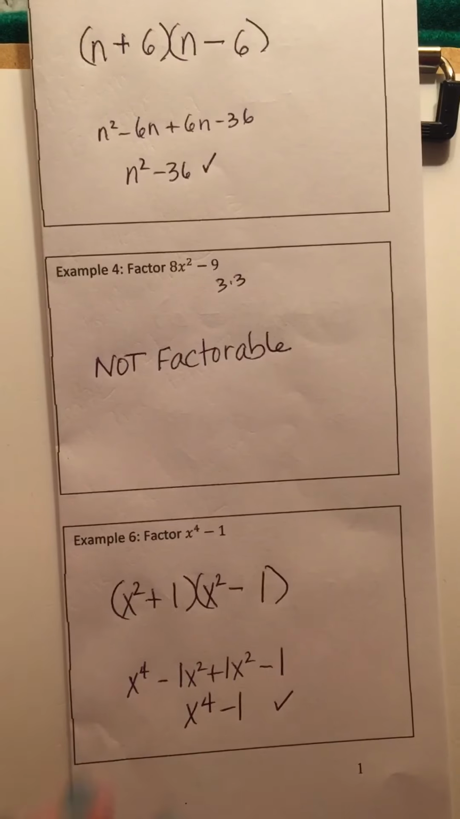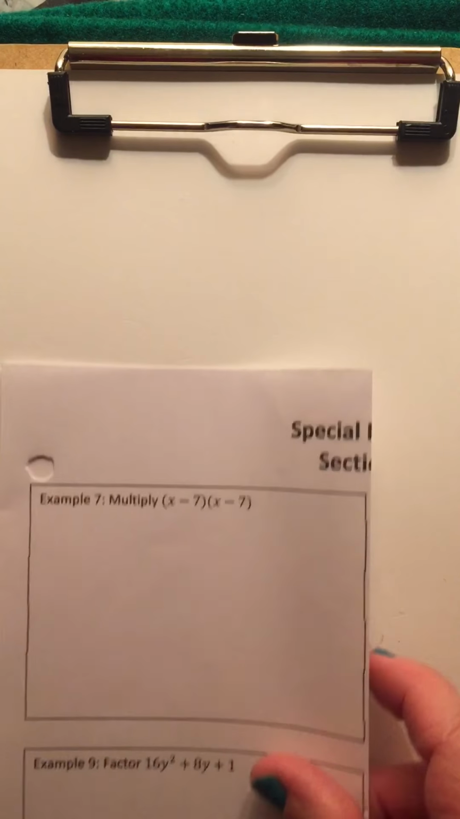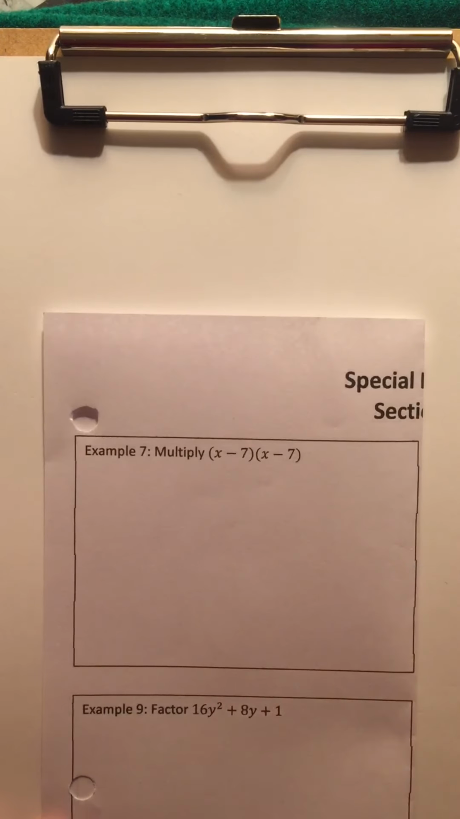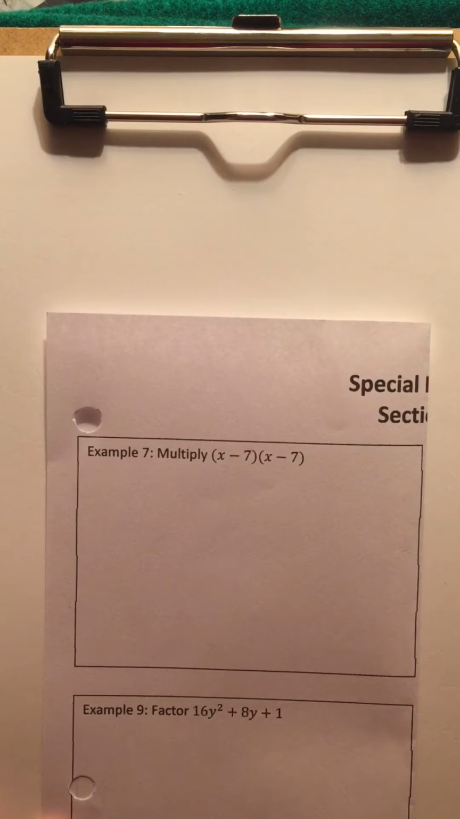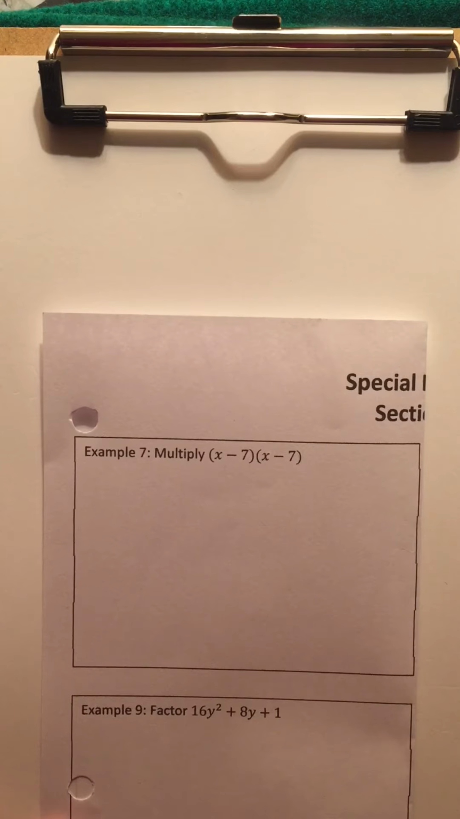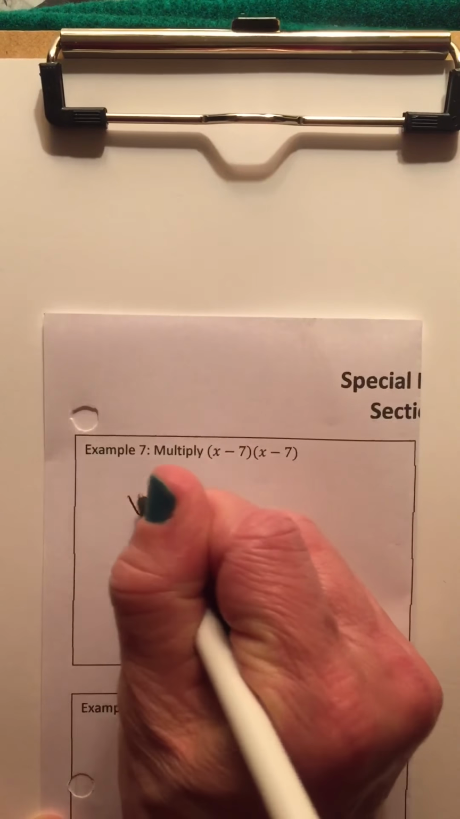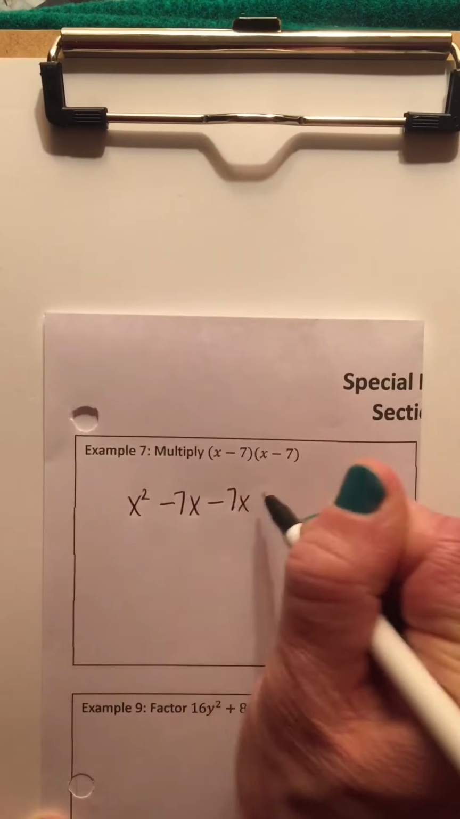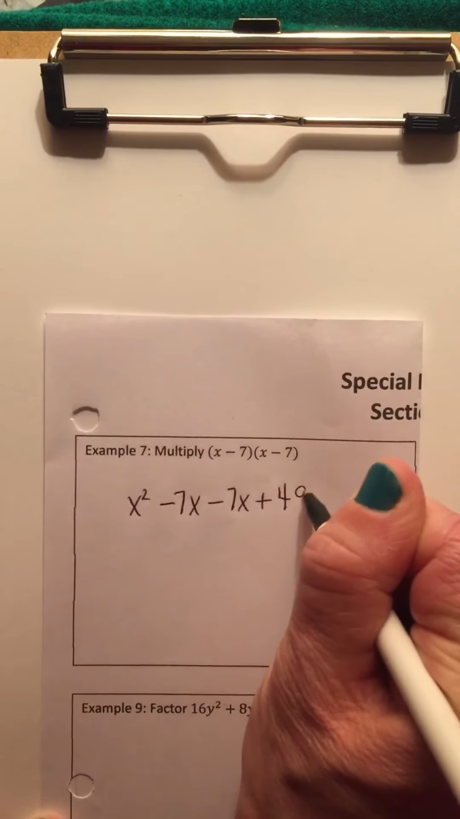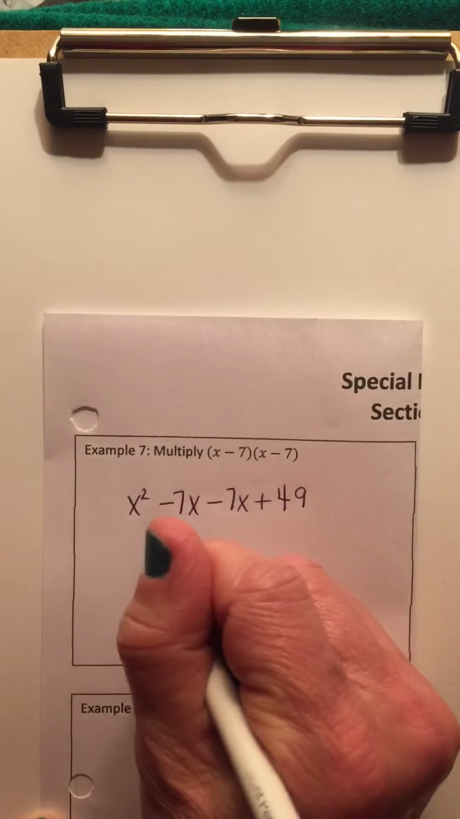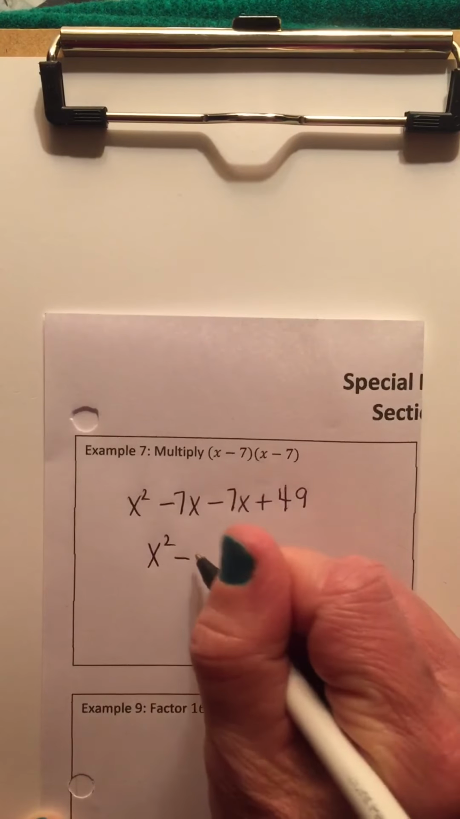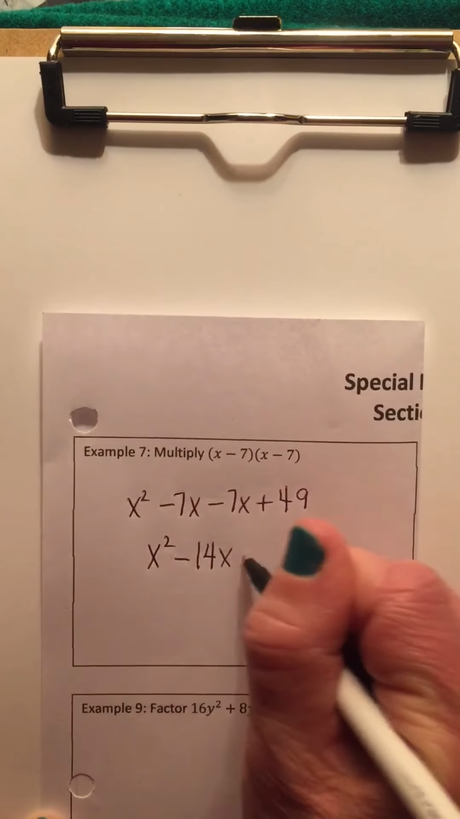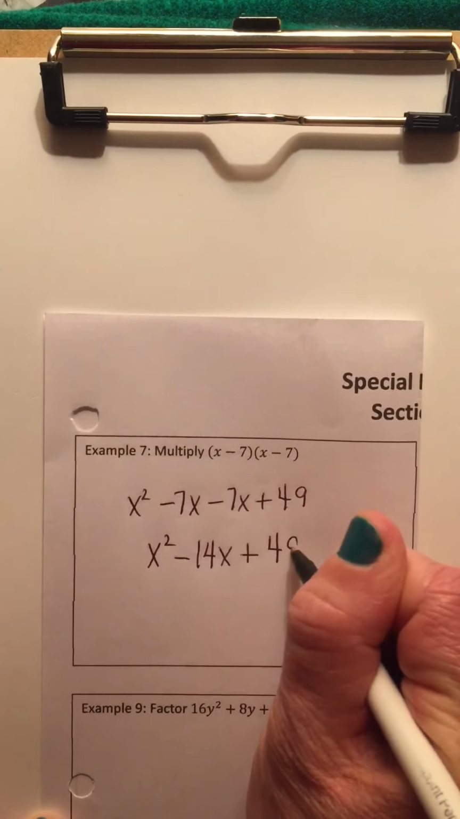Okay, we'll keep going. Example 7. Please note the signs. This is different than example 1. We're going to multiply x minus 7 times x minus 7. They are both subtraction signs this time. So x squared minus 7x minus 7x plus 49. X squared minus 14x plus 49.